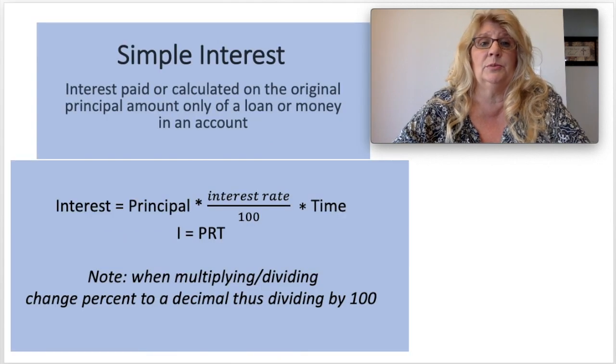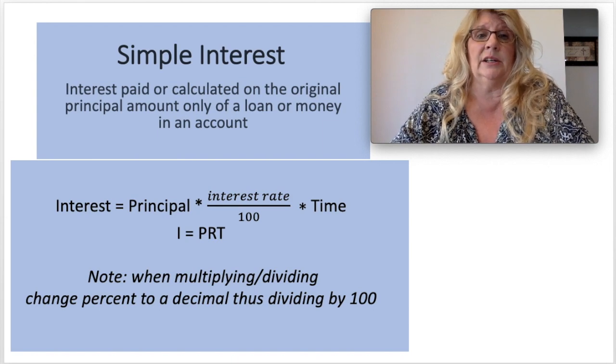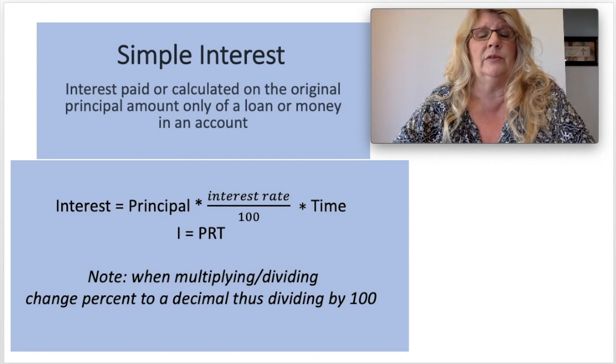We also have simple interest. This is if you're buying a bigger item and you borrow money or you have money in a savings account. So interest paid is calculated on the original principal amount only of a loan or money in an account. Interest equals principal times the interest rate over 100, because you got to change percent to a decimal, times time. Typically it's in years, periodically it's in months. It's known as I equals PRT. Note when multiplying or dividing, change percent to a decimal, thus dividing by 100.